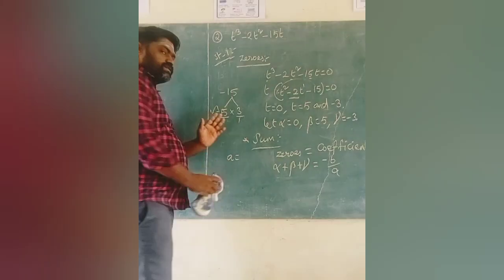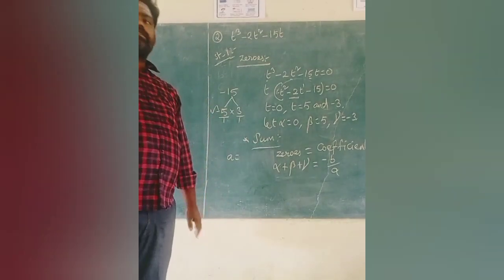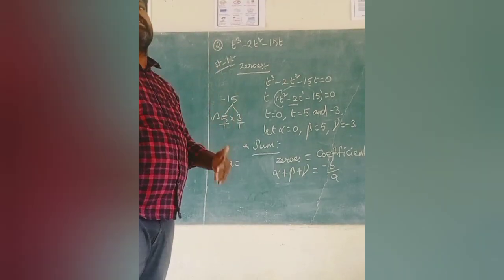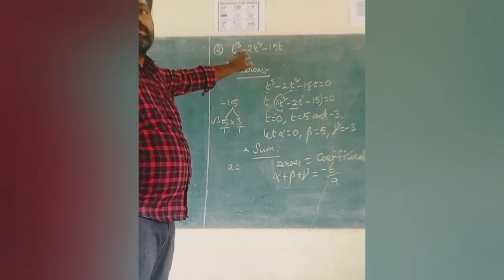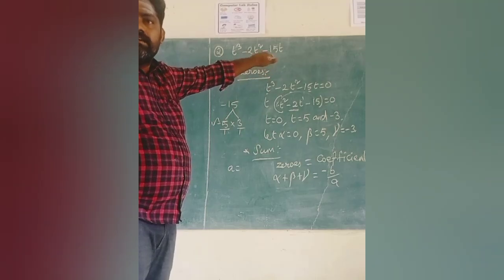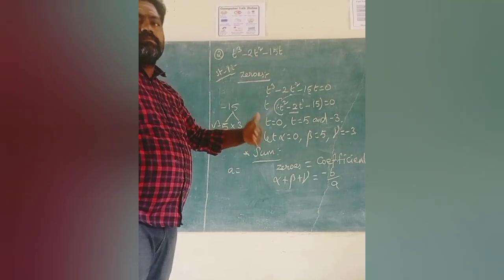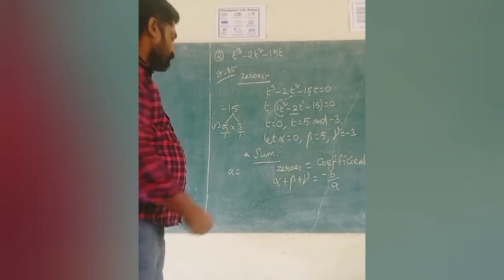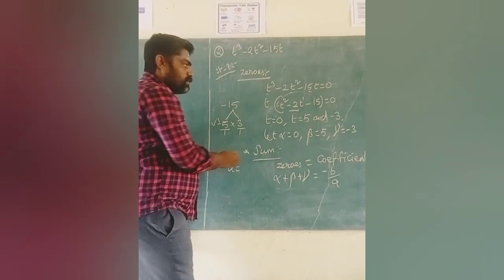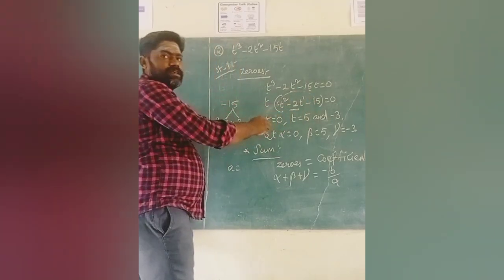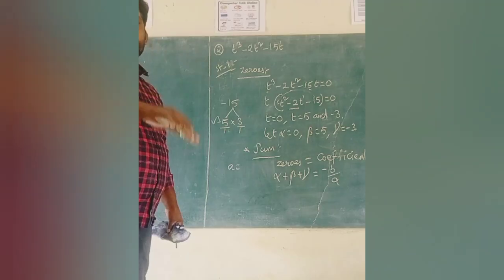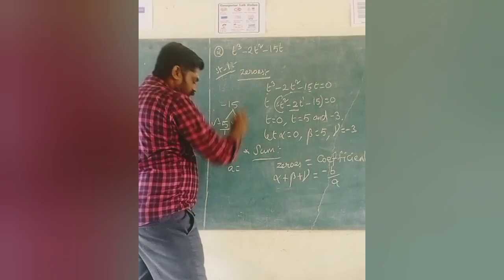Listen, no need to take this. Always, the A value, B value, C value, you take from the given equation, from the question. You can take the A value, B value, C value, D value. So what is the A value? The coefficient of T cube. Always you take it from what is given in the equation. So what is the T cube value?